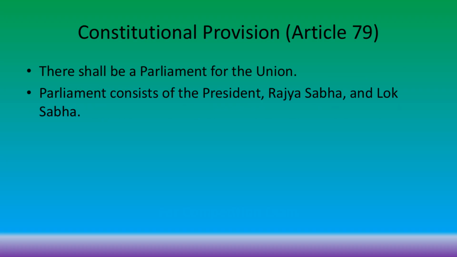Constitutional provision. Article 79. Article 79 of the Indian Constitution provides for the Parliament. According to this article, there shall be a Parliament for the Union consisting of the President of India, the Council of States, also known as the Rajya Sabha, and the House of the People, also known as the Lok Sabha. Thus, the President is an integral part of the Parliament.